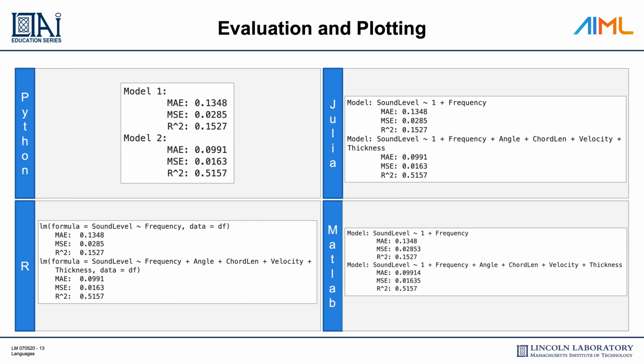Here are our metrics for each model. As we would want, the quality of the models is the same across languages. Within each language, Model 2 has lower errors than Model 1, and in particular, the R-squared value jumps from roughly 0.15 to 0.52. If I were to continue this exercise, I might go back and start removing features to see how much the R-squared changes to get an idea which is contributing the most to the model.